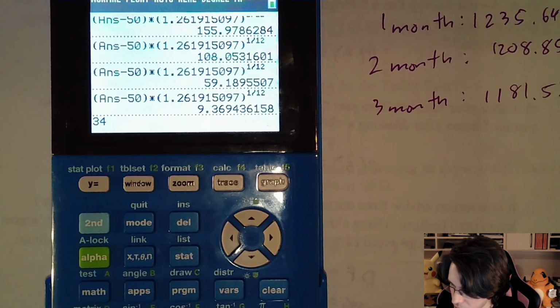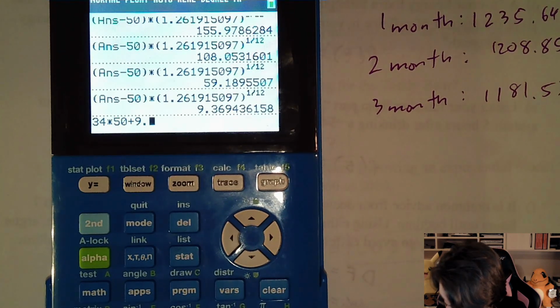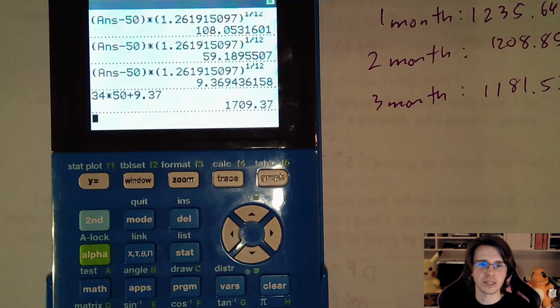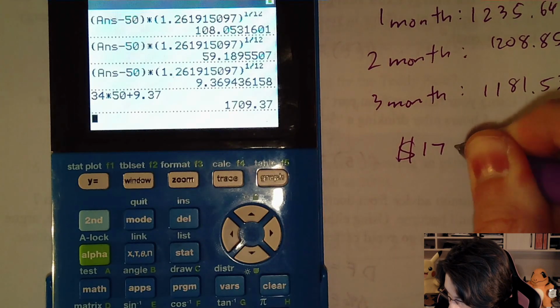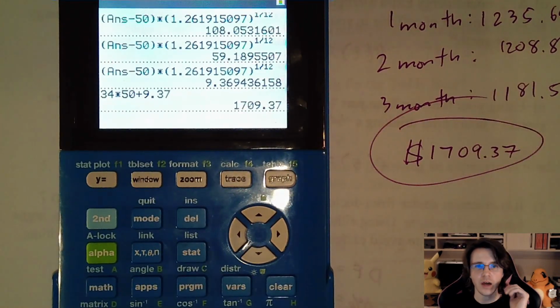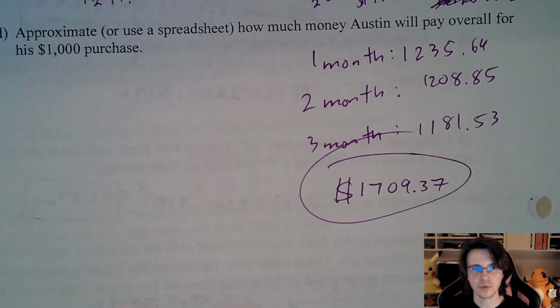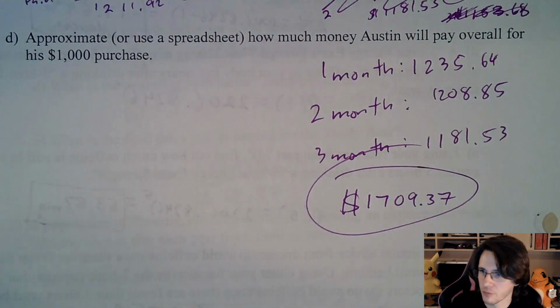So 34 times 50 plus this 9.37. Austin is going to spend $1,700 on his $1,000 purchase if he doesn't pay off his credit cards right away. And that is why you want to convince people to pay credit cards immediately, so that you don't waste $700 going directly to some banker's pocket.